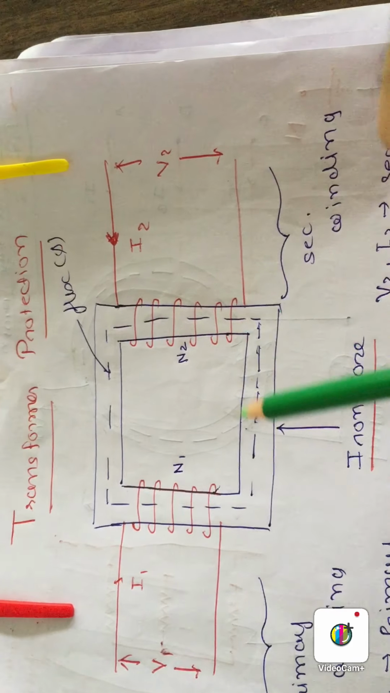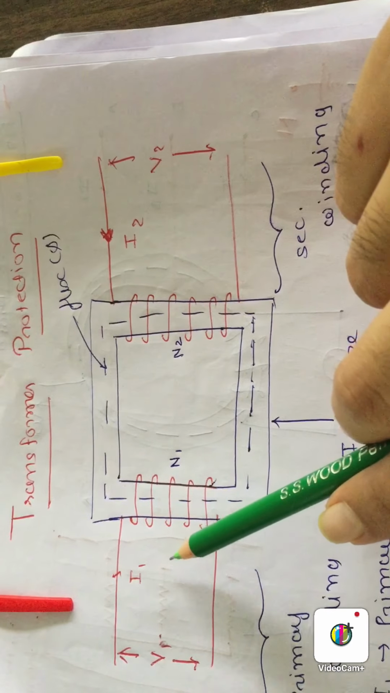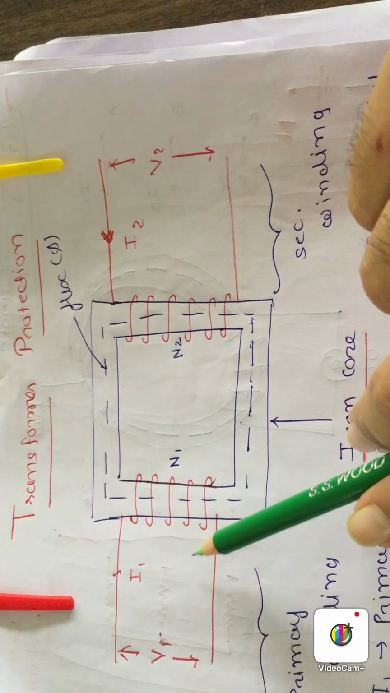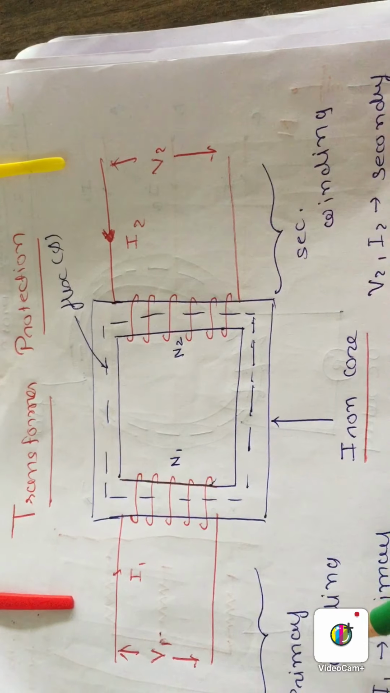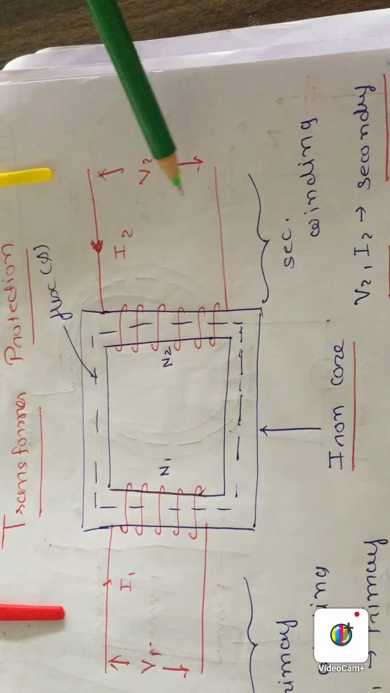Now you know that the winding which is connected with supply is known as primary winding, and the winding which is connected with load is known as secondary winding.